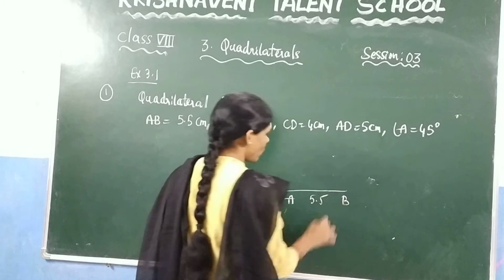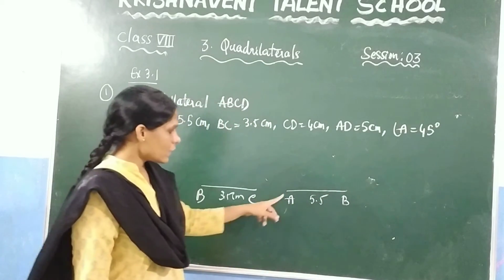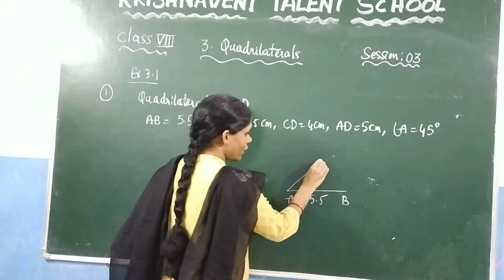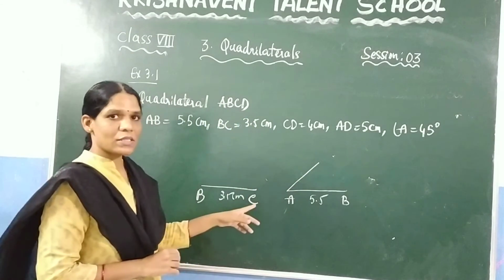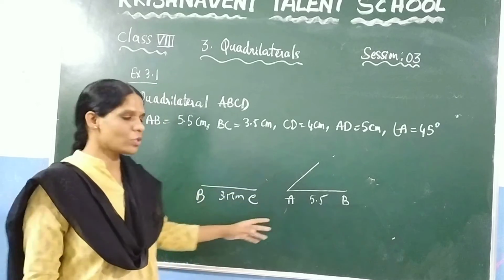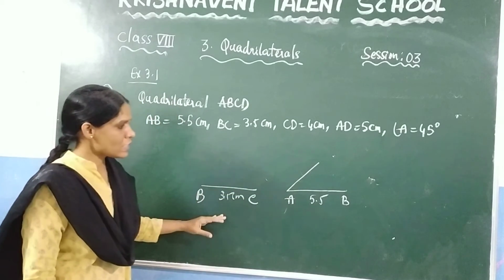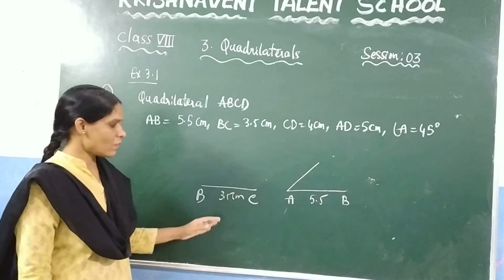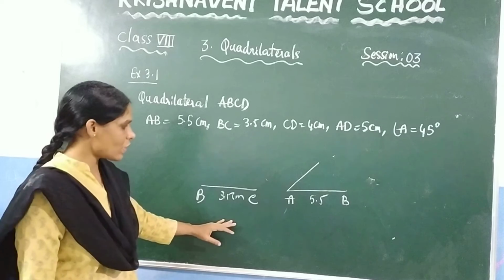So take it here 5.5, and you know that the angle A is given at this point. You can construct here 45 degrees. So after constructing this one, by seeing the rough sketch you are able to draw. Suppose if you take BC as the length, since we do not know the angle of B and C, it is somewhat difficult to draw this quadrilateral.